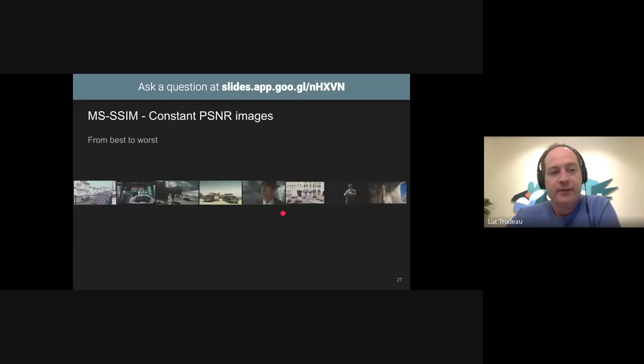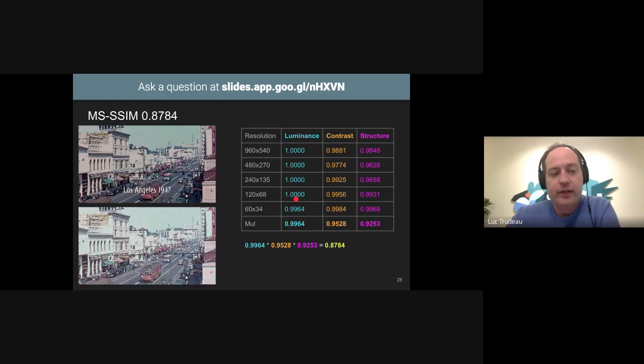So if we take all our images that we had before, remember these images had the same PSNR, we look at how MS-SSIM will rank them. We can see them ranked here. I can go over them quickly if you want. Here the best one is the Los Angeles frame, at 0.87. Now that's something important about SSIM. These values are not percentages. You can't say 87%. That's another common mistake I see when people are talking about this.